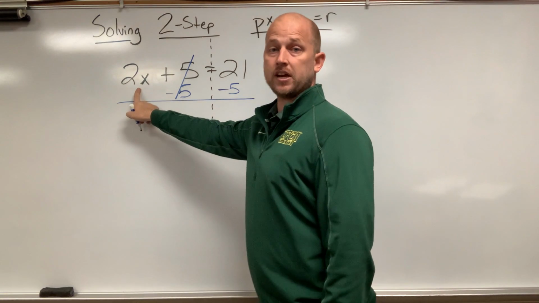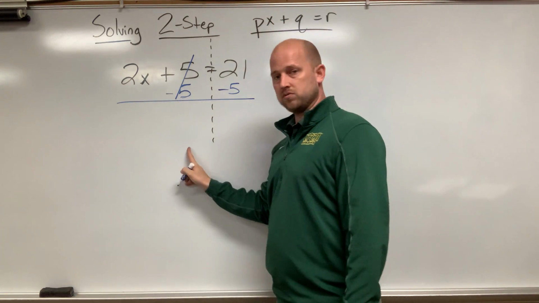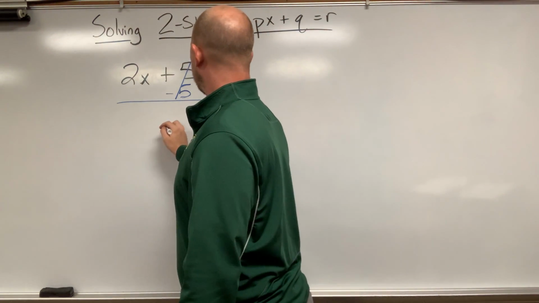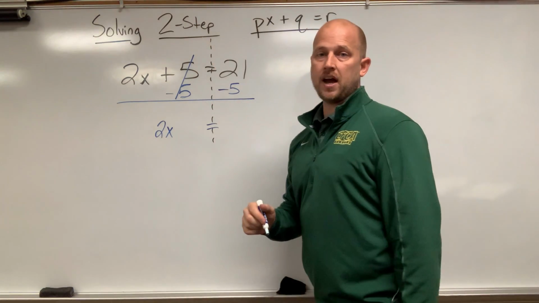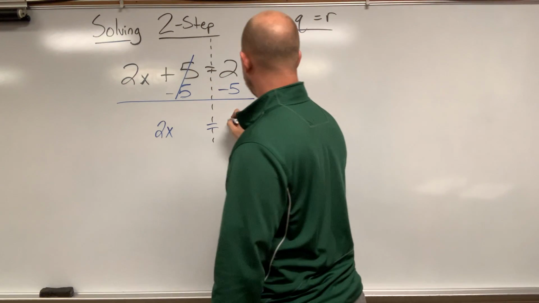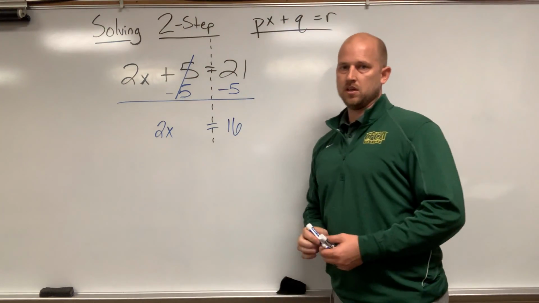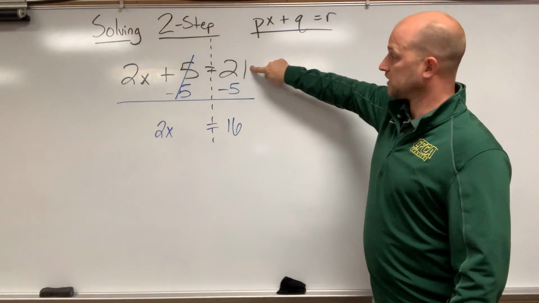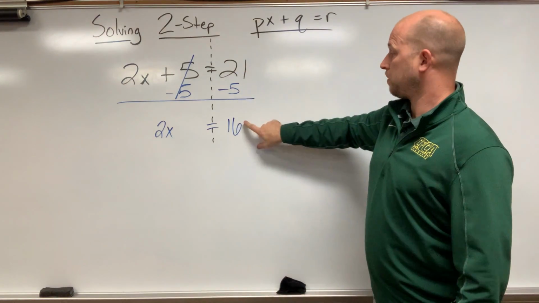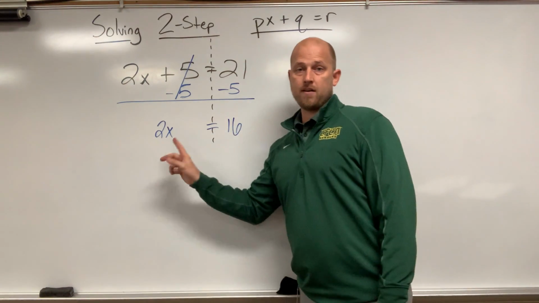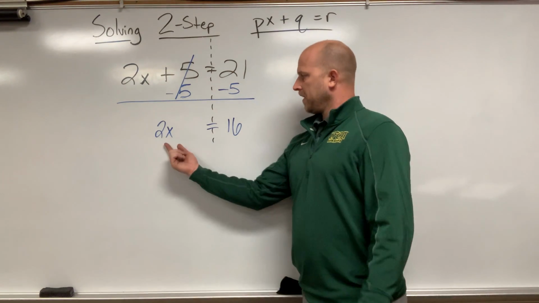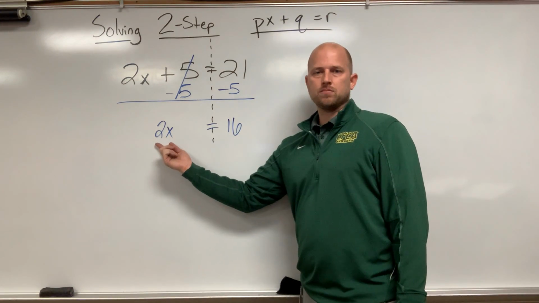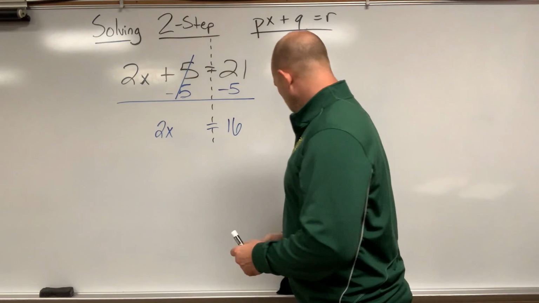The 2x, just like earlier when it was just an x, moves down. So we have 2x equals 21 minus 5. 21 minus 5 gives us a positive 16. Different signs, subtract, and take the sign from the larger number: positive 16. Now we have a one-step equation that we just did in the video beforehand. Multiplication and division.